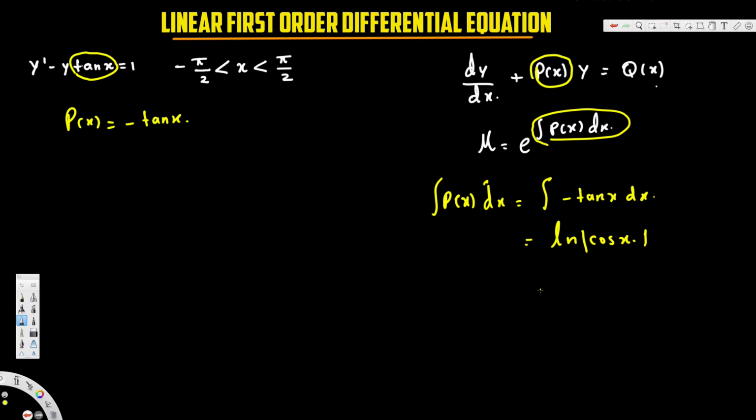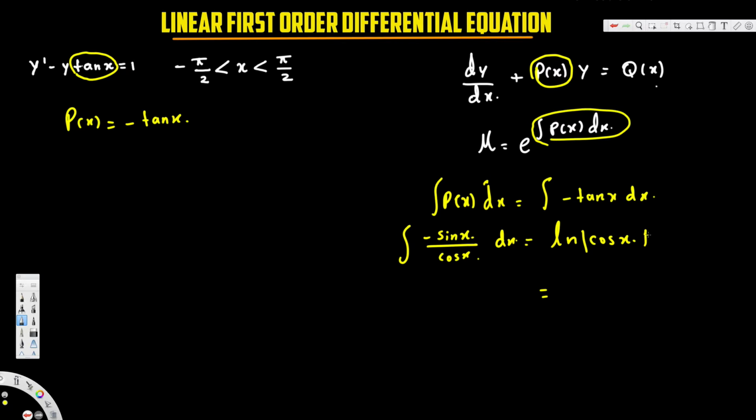How did we get this one? You can think of it like, let me write this one separately. The integral of tan x can be written as negative sin x over cos x dx. In that way we got this one, ln of the absolute value of cos x. Now we have found out this one.